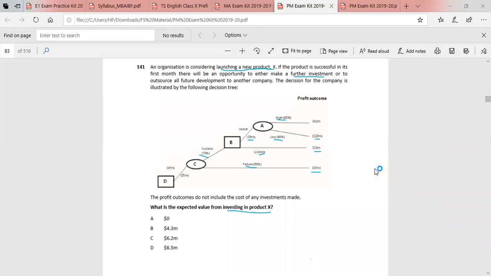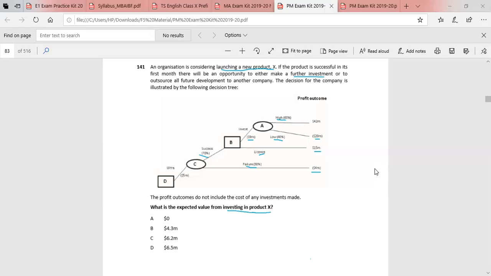Then we have question number 141. It states that an organization is considering launching a new product X. If the product is successful in its first month, there will be an opportunity to either make a further investment or to outsource all future development to another company. The decision for the company is illustrated by the following decision tree. The tree is already given to us. The profit outcomes do not include the cost of any investments made. What is the expected value from investing in product X?